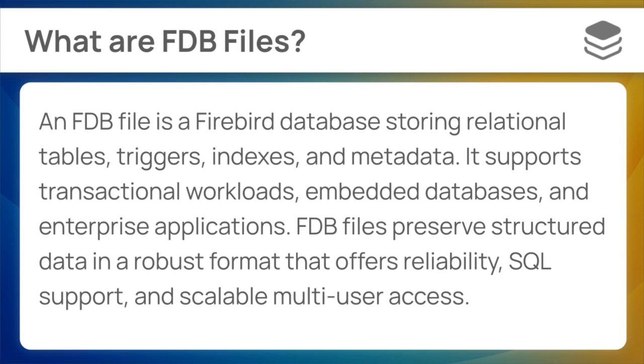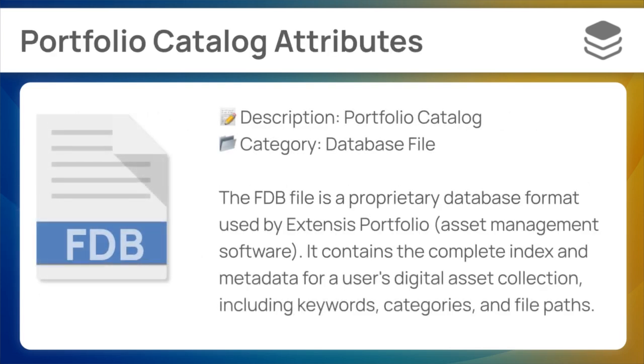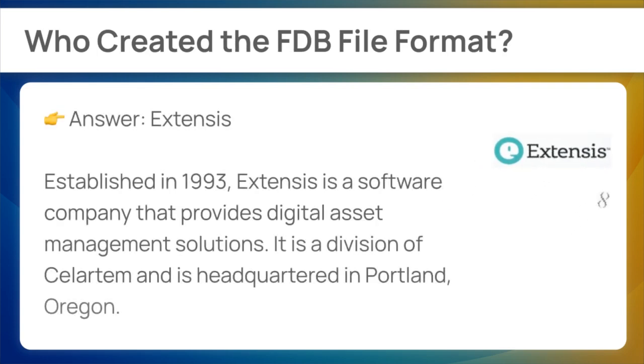The FDB file is a proprietary database format used by Extensis Portfolio asset management software. It contains the complete index and metadata for a user's digital asset collection, including keywords, categories, and file paths. Developed by Extensis, the format is a closed-source relational database. Its design focuses on efficient searching and indexing of external media files.